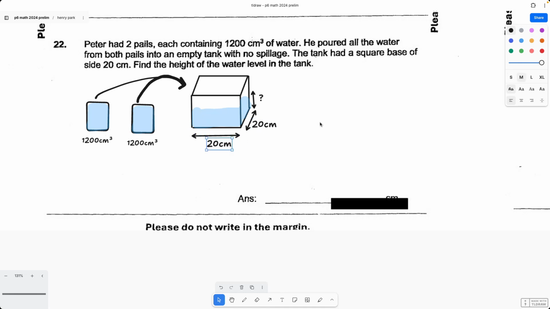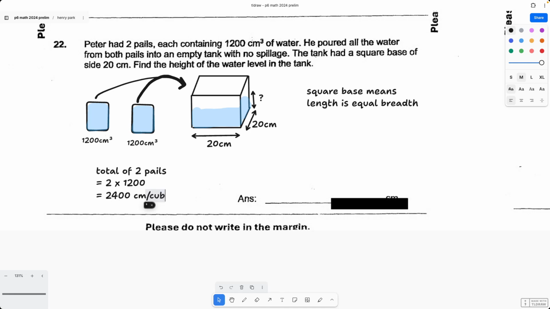So square base means length is equal to breadth. Okay, so now we just need to get the total of two pails. So 2 times 1200, which is equal to 2400 centimeter cube. Right, so now we know the total of two pails. The next thing is we can just get the height, which is equal to volume divided by base area.